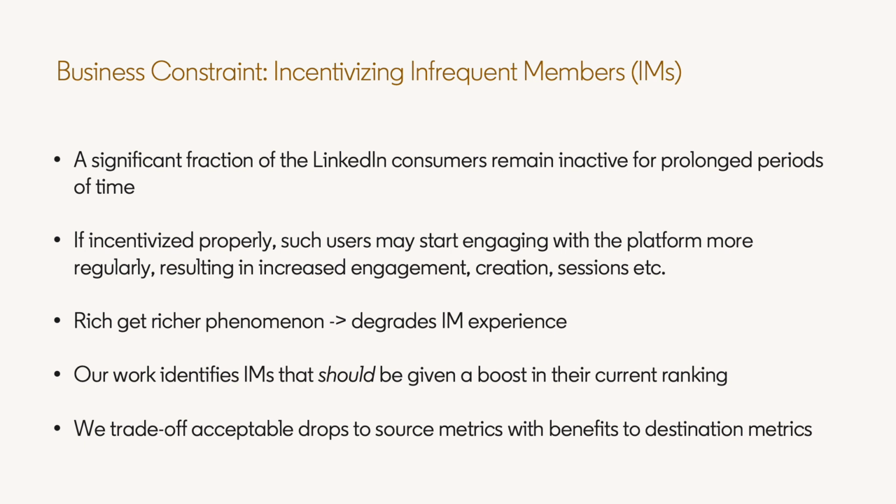So our work identifies these members that actually should be given a boost in their current rankings, and in order to do so, we're willing to trade off certain drops in source metrics with the benefits to the destination metrics, where the source are people sending out invites, and the destination are those receiving invites.